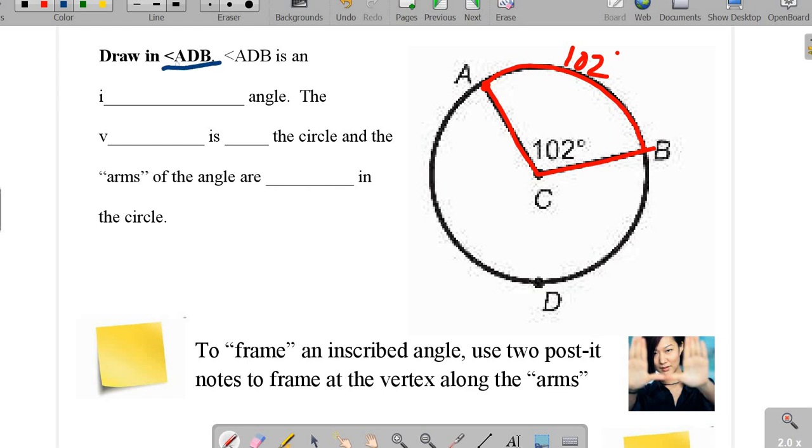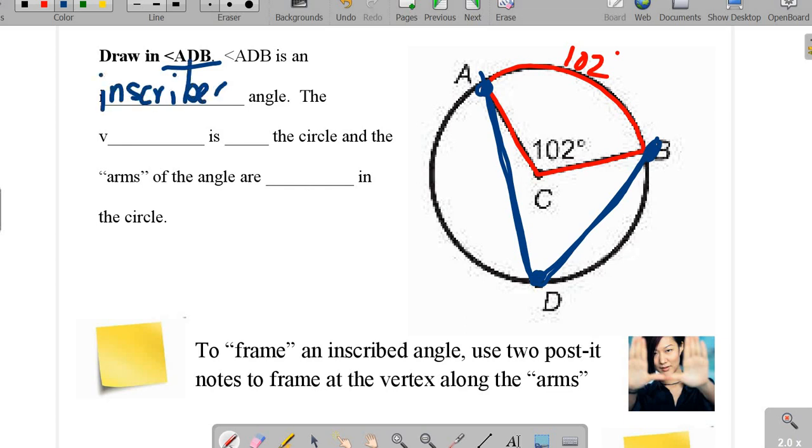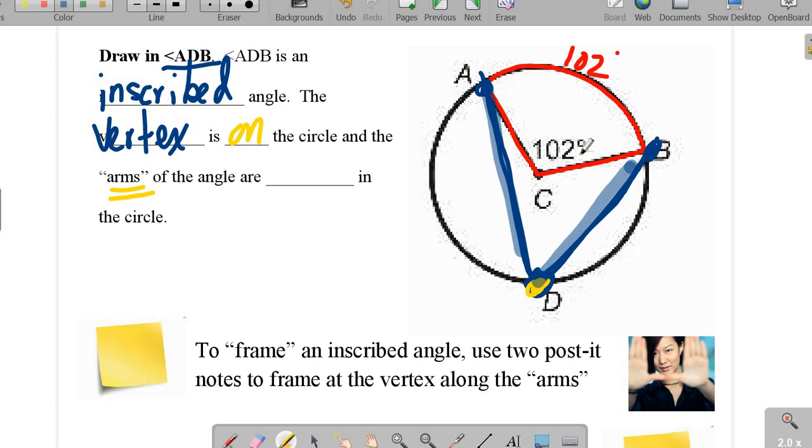Now we're going to draw in ADB. ADB. That is not a central angle. That is an inscribed angle. The vertex is on the circle, and the arms of the angle are in the circle. So this red is a central angle, and the blue is inscribed.